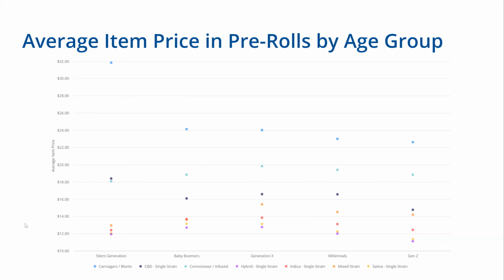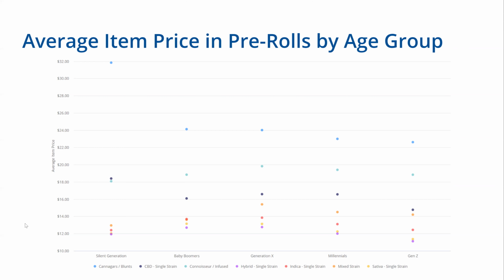So although this trend is clear in the Canagars and Blunt segment, it doesn't hold up when you apply it across less novel segments. So think of things like hybrid, sativa, indica, mixed strain pre-rolls. Looking at these four segments across age groups, we see that the range of average item prices is much smaller than the Canagar Blunt segment. Where you saw a $9 range, you now see a $4 range in the four standard pre-roll strains, which suggests that there's more competition and price parity in these four main pre-roll segments.